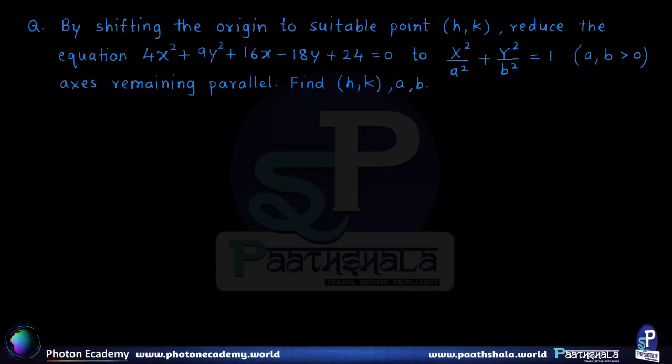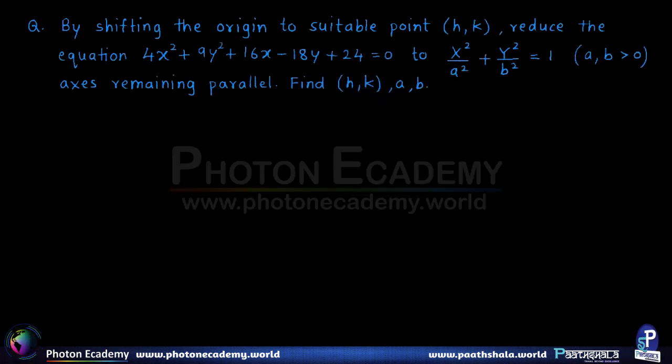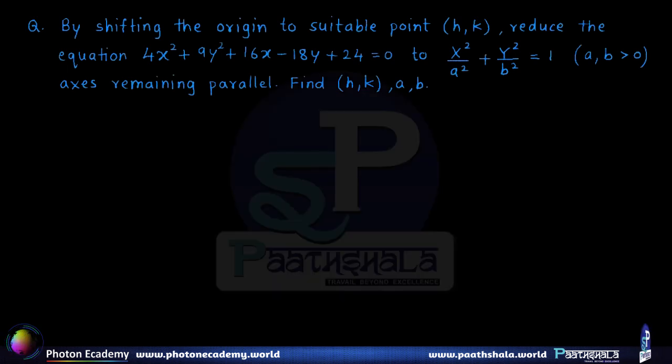Now here is another question based on shift of origin. By shifting the origin to suitable point (h, k), reduce the equation 4x² + 9y² + 16x - 18y + 24 = 0 to X²/a² + Y²/b² = 1, where a and b are positive and axes remaining parallel. Also we have to find the h, k, that's the new origin, and the values of a and b.